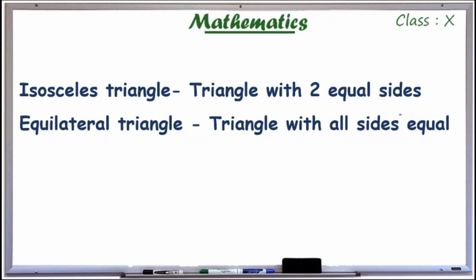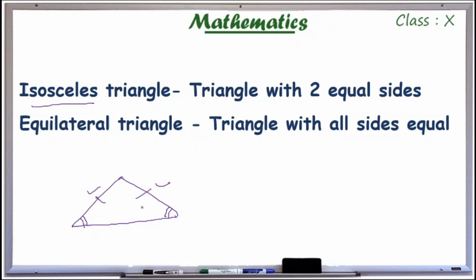And an isosceles triangle means a triangle with two sides equal. Suppose I draw a triangle, and if these two sides are equal, we can say that it is isosceles. And for isosceles triangles, the base angles will be the same. This base angle will be the same.